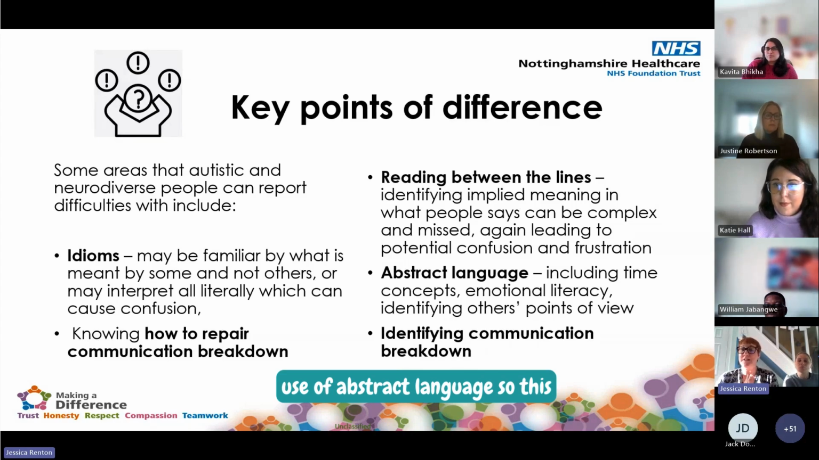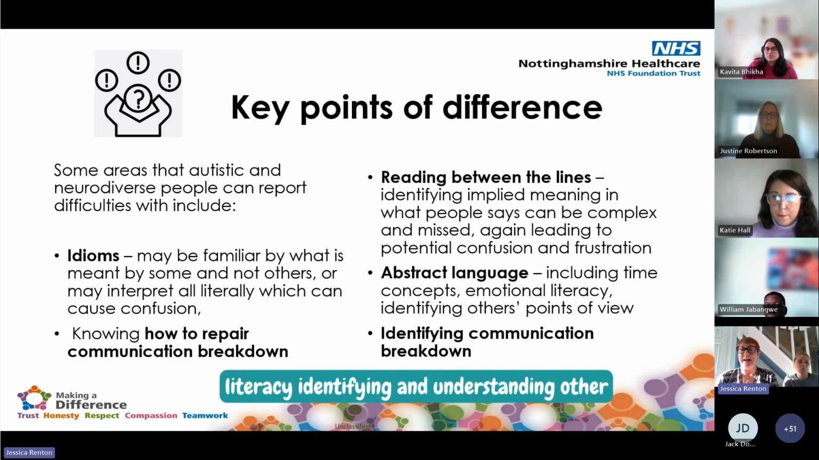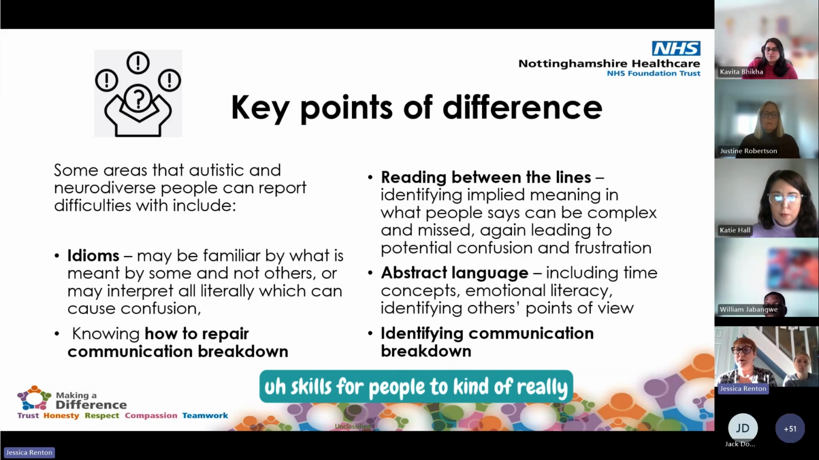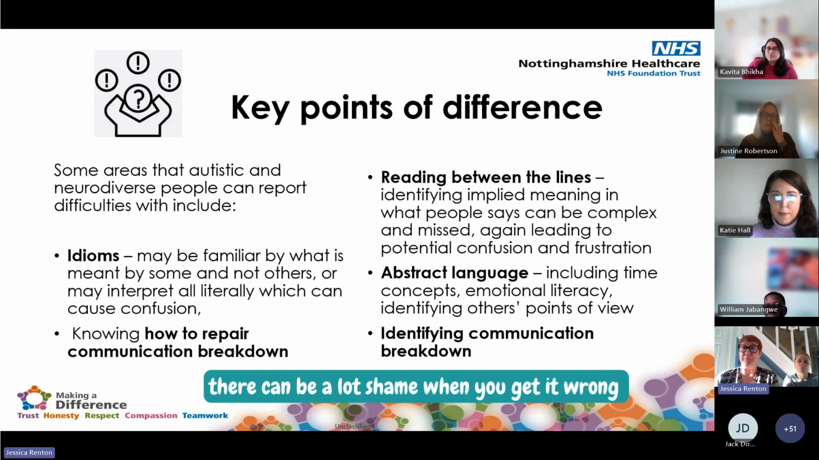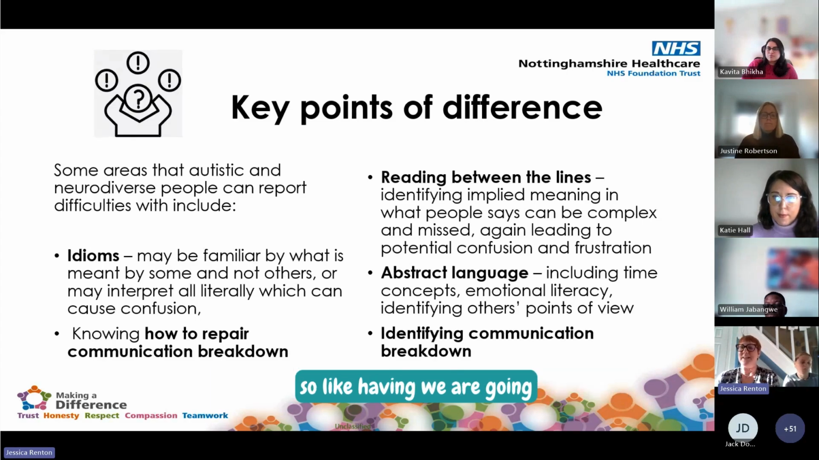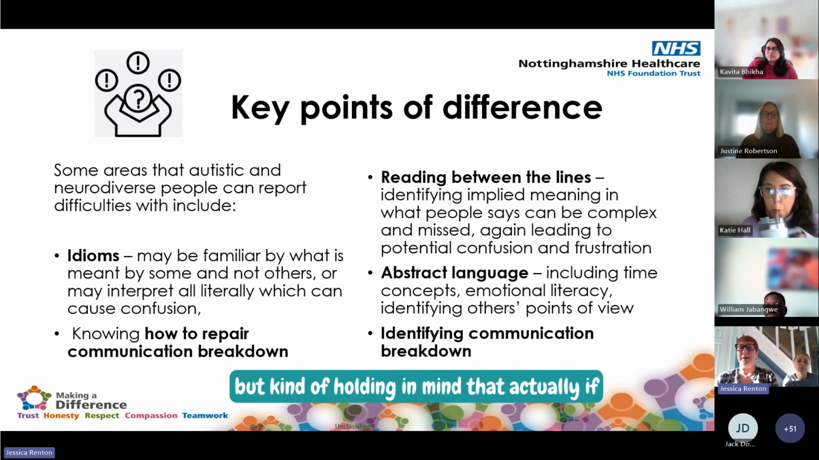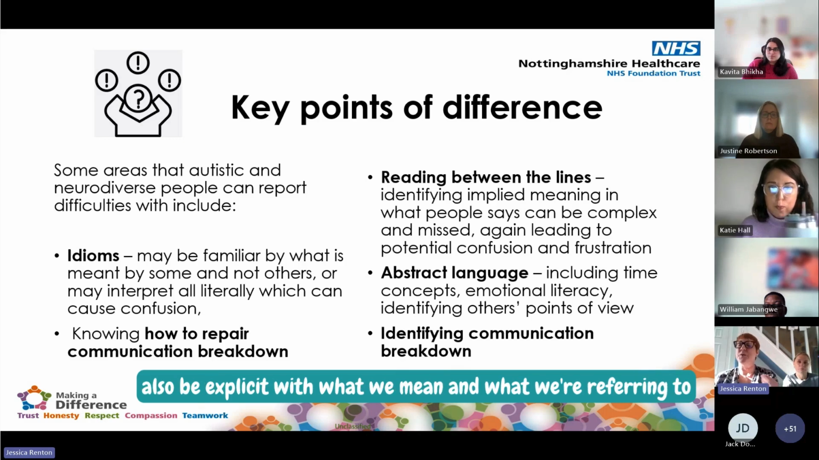Use of abstract language, so this can be things like time concepts, emotional literacy, identifying and understanding other people's points of view. They can all be really, really difficult skills for people to really get a grasp of. They can be very, very effortful. There can be a lot of shame when you get it wrong. So we are going to talk about some of the things that we can do to support people with these skills, but holding in mind that if we need to use these ideas, we also need to be explicit with what we mean and what we're referring to.